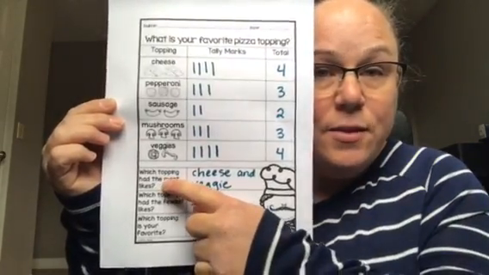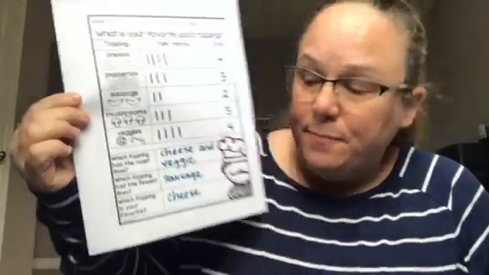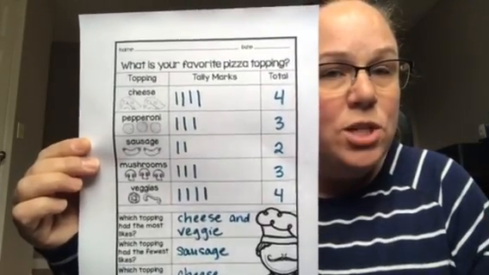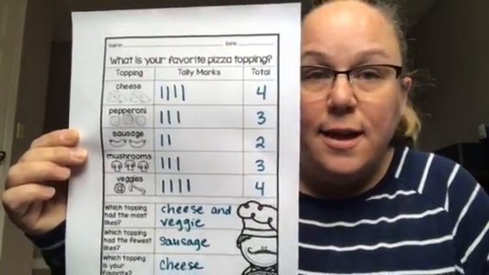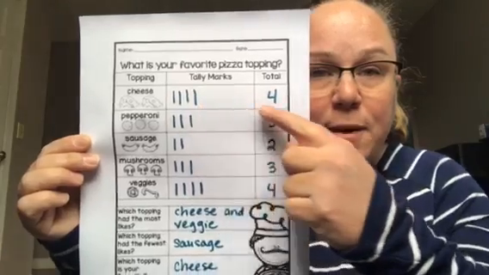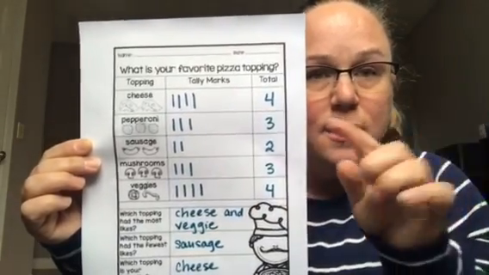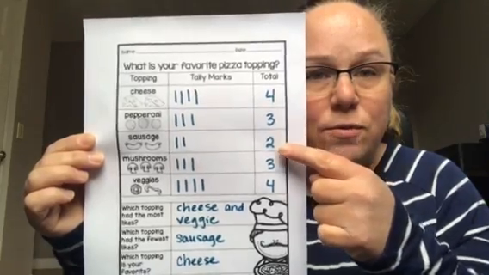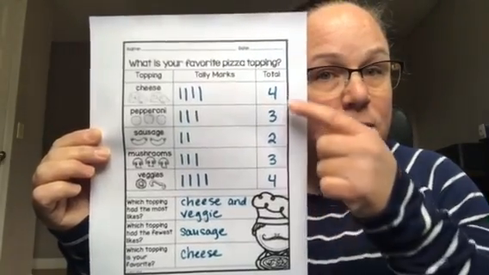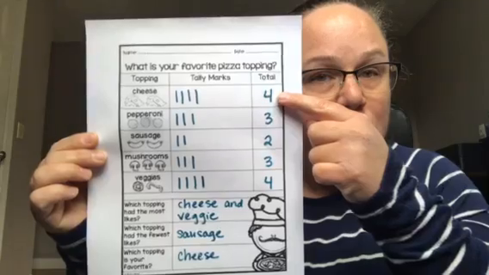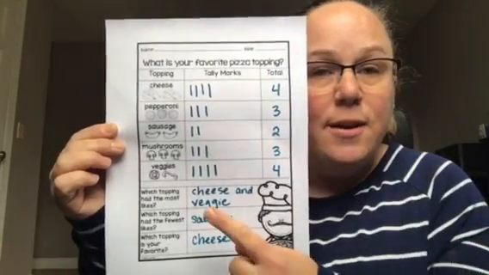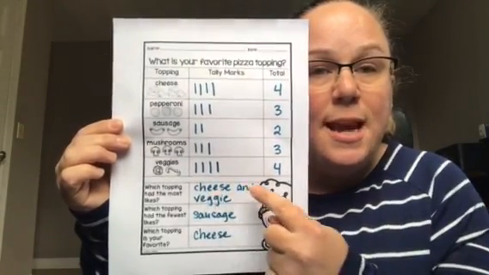Now the next question I have on my chart, my graph, says, which topping had the most likes? So which topping was liked the most from my family? Let's see. There's 4 out of my family of 4 that like cheese. There's 3 for pepperoni, 2 for sausage, 3 for mushrooms, and 4 for veggie. So that means there's a tie there. So 4 cheese and 4 veggie is the one that they liked the most.